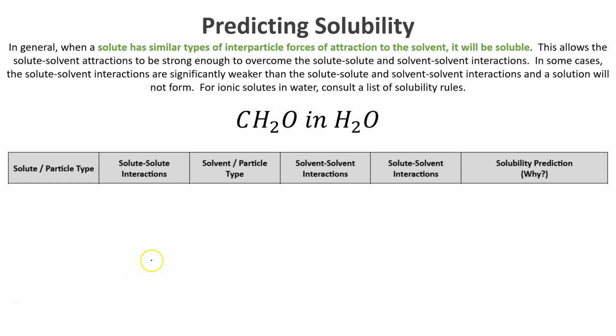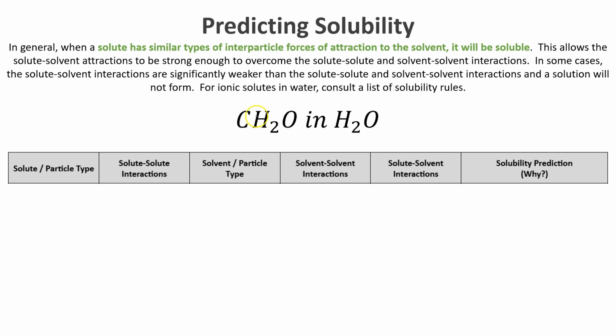Hey everybody, in this video we're going to talk about predicting solubility and how you do it. In particular, we're going to go through a series of steps. You can see them in these gray boxes that you could use to apply to any potential solute if you're trying to decide if that will be soluble in really any potential solvent.